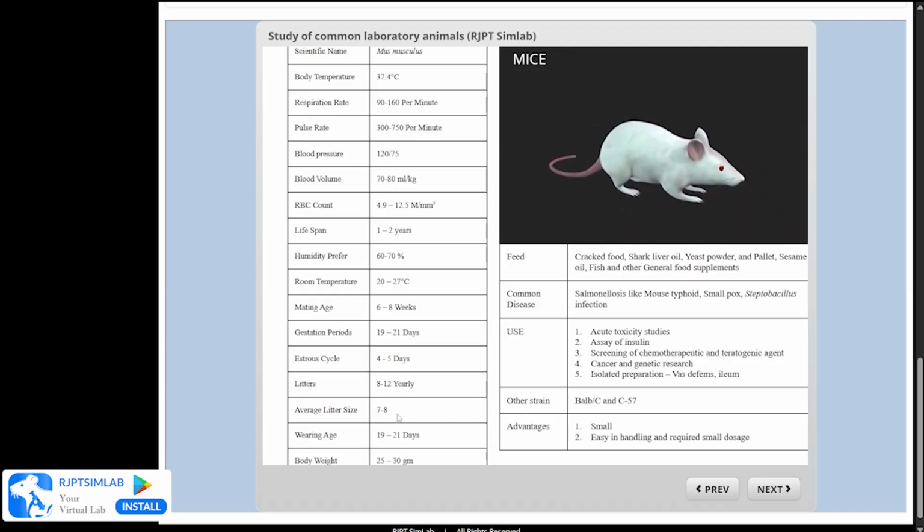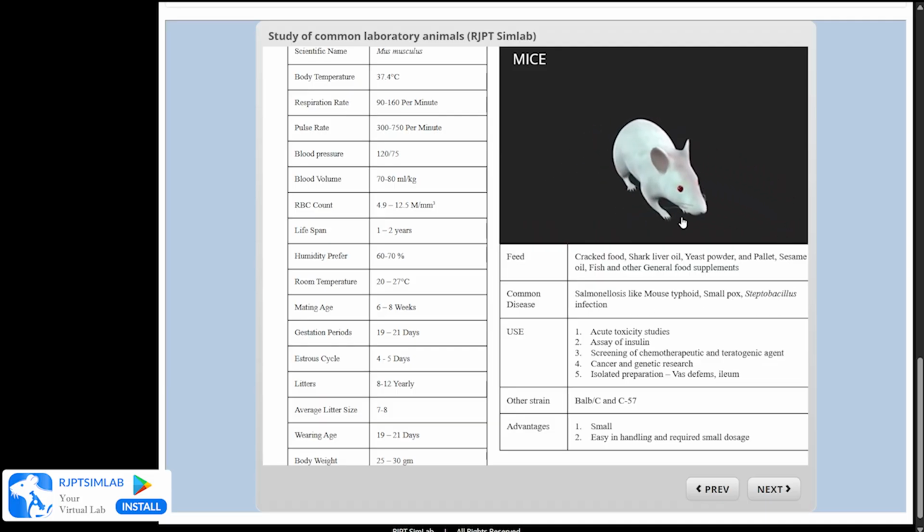An average litter size is 7 to 8, and the weaning age is 19 to 21 days, and the body weight of an average mice is 25 to 30 grams. The feed that a mouse eats is cracked food, shark liver oil, yeast powder, pellets, sesame oil, fish, and other general food supplements. The common diseases that a mice can acquire are salmonellosis, like mouse typhoid, smallpox, and streptobacillus infection.